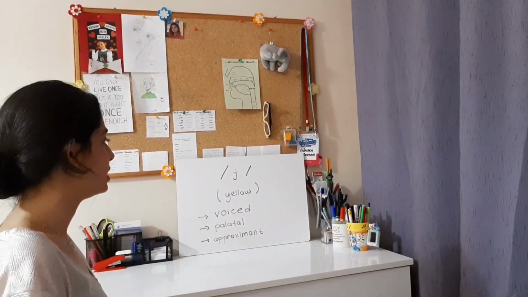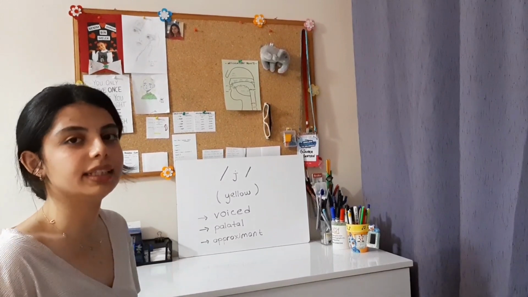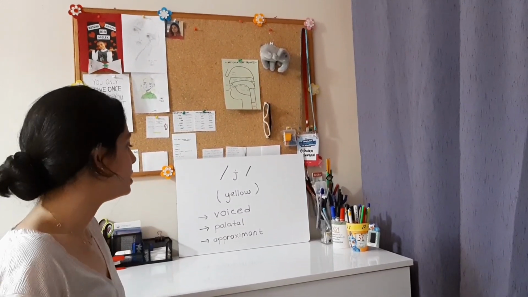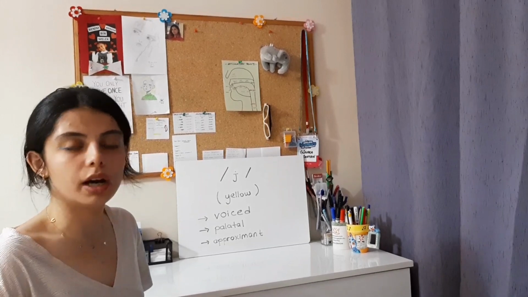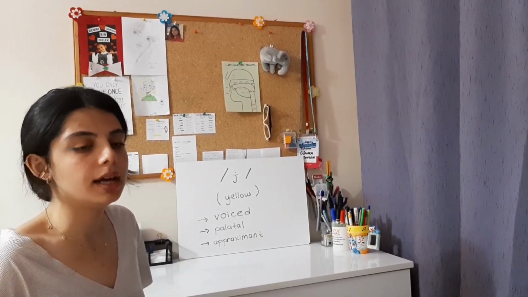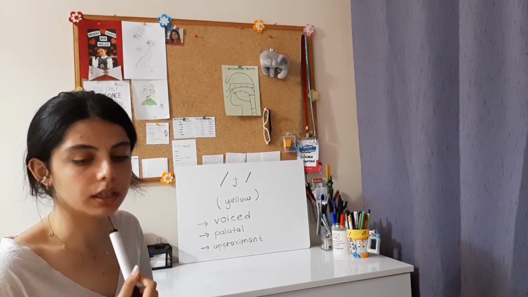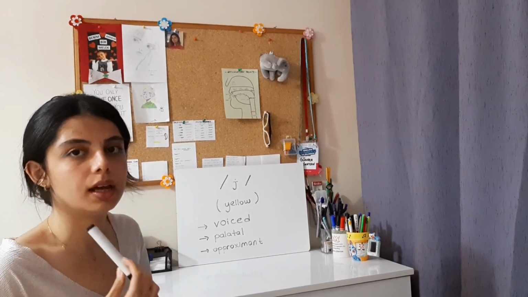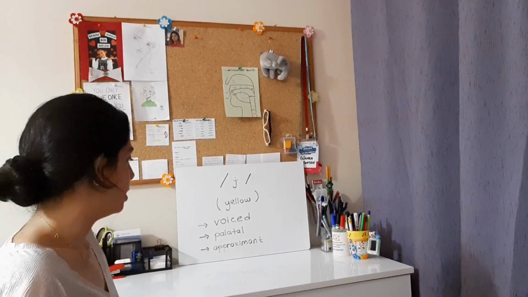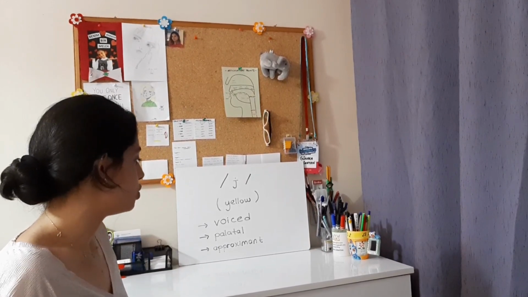Other consonant is y, as in yellow. Its voice sound and its place of articulation is palatal. That means the front of the tongue is touching close to the palate, and its manner of articulation is approximant.